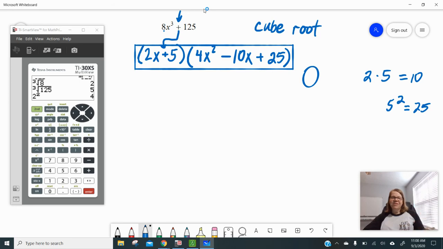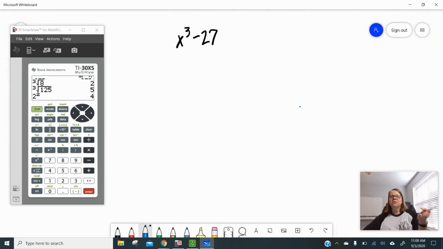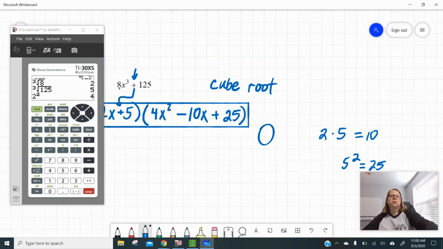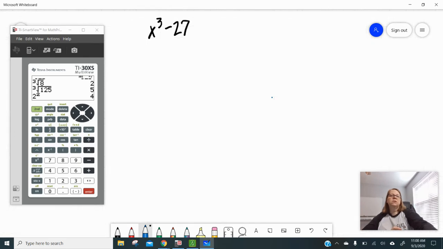All right, for those of you that stayed to the end, let me find, here's the other one. All right, so this is considered the difference of two cubes because both of these are cubed terms, and there's a minus sign in the middle, so that makes it a difference. Whereas the first one had a plus sign, so that makes it the sum, and this one's the difference.